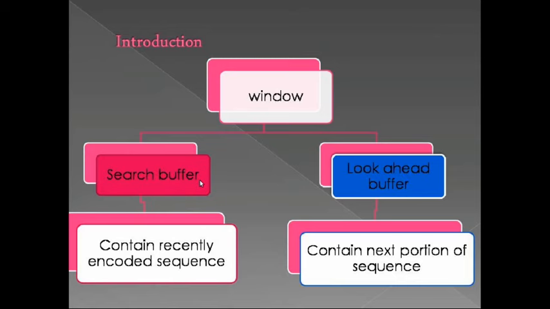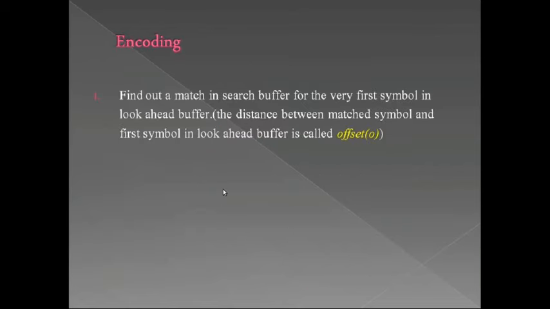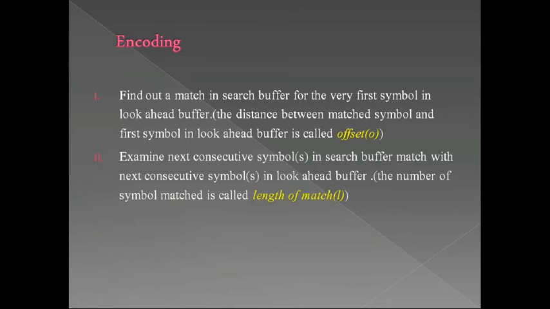Now the encoding process: here the output contains three different fields. First, we find a match in the search buffer for the very first symbol in the look ahead buffer, and the distance between the matched symbol and the first symbol in the look ahead buffer is called the offset, which is denoted by O. The second thing is we examine the next consecutive symbol or symbols in the search buffer that match with the next consecutive symbol or symbols in the look ahead buffer, and the number of symbols matched is called the length of match, and it is denoted by L.